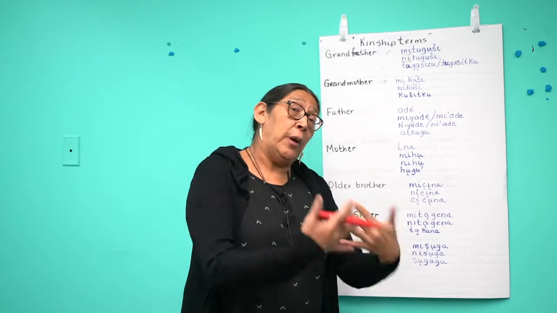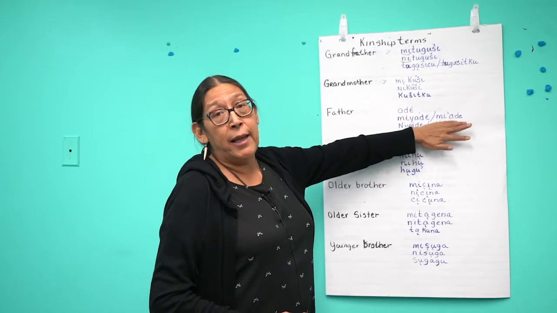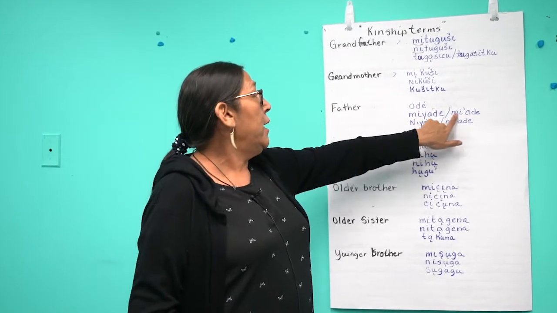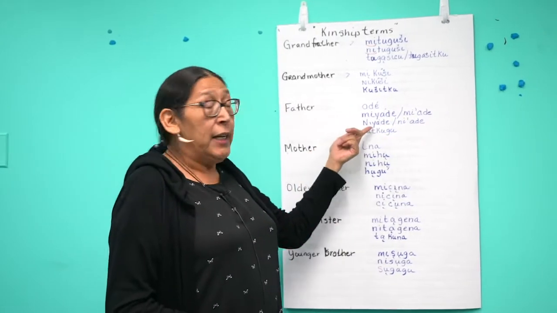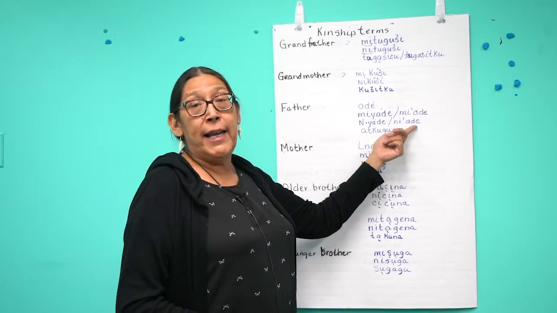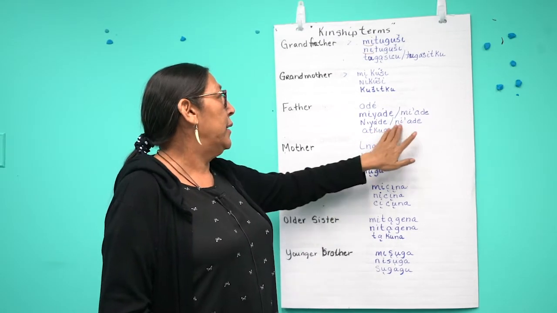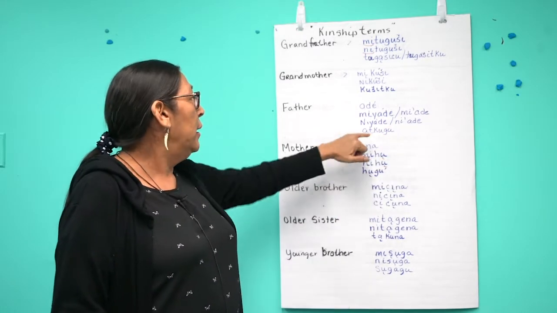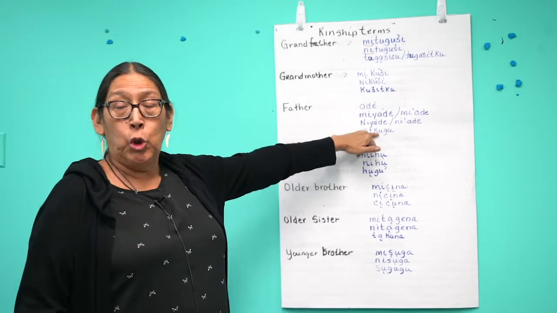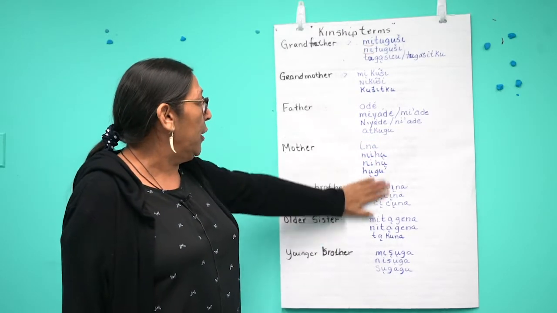But if you're talking about your father in a sentence, then you would use miade or miade. Either way is fine. Now, if it's your father, niade. There's a little stop there. And our father, atgugu. Let's move on to mother.